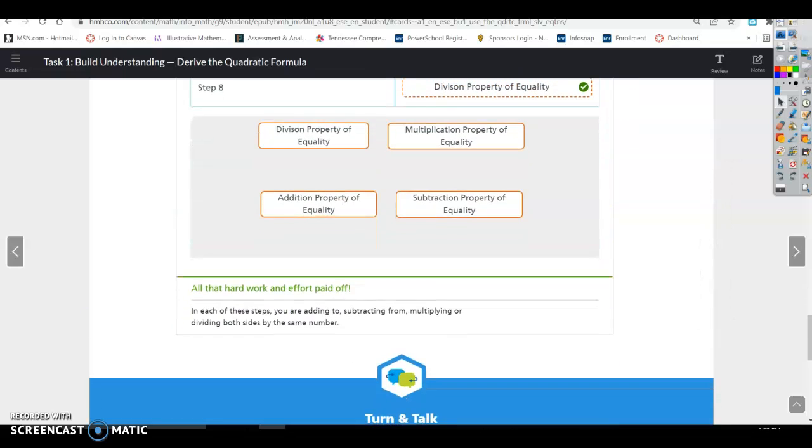All right, and so that's all there is. So it says in each of these steps, you are adding, subtracting, multiplying, or dividing by the same number. So all the properties of equality mean that you're doing the same thing to both sides of the equation.